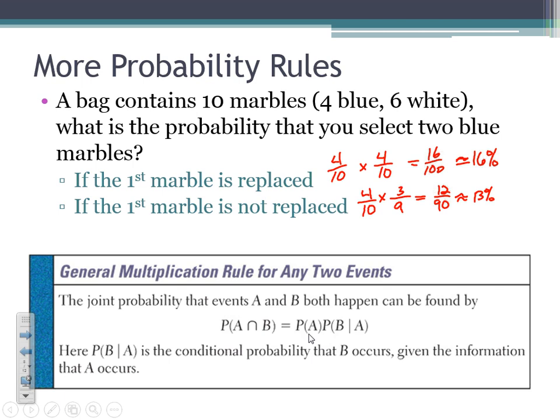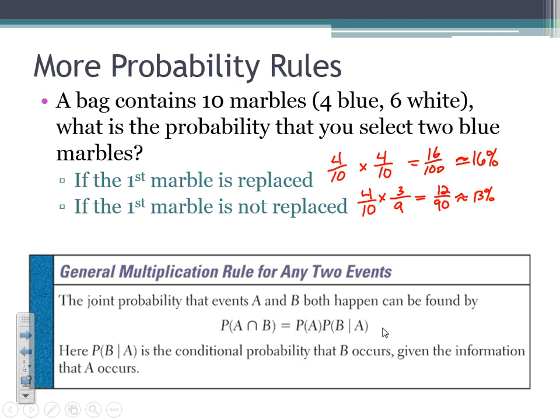So we take our first event. All right, now here's some new notation. We would read this as the probability of B, and then this vertical line is read as a bar. So we can read that as the probability of B bar A. Now what a bar means in probability settings is given. What we're essentially saying is, what is the probability of B given A?